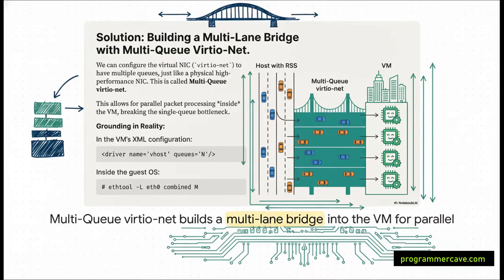The solution here, thankfully, is pretty intuitive. If you have a multi-lane highway, you build a multi-lane bridge. We can actually configure the virtual NIC to have multiple queues, just like a high-performance physical NIC would. This is called Multiqueue virtio-net, and it's what allows for true parallel packet processing inside the virtual machine.